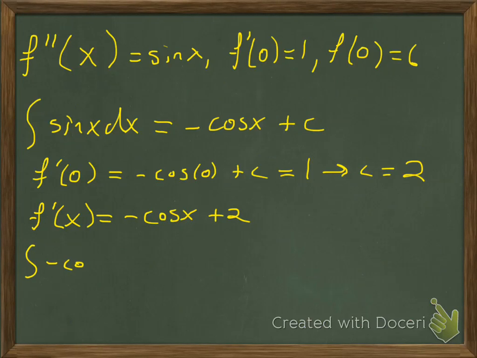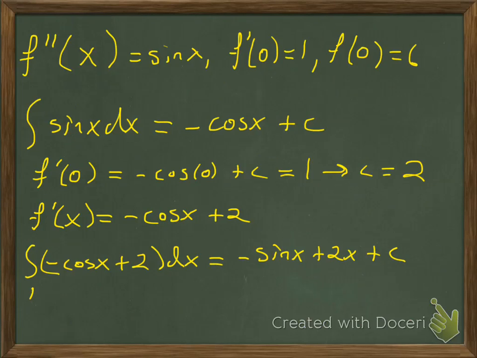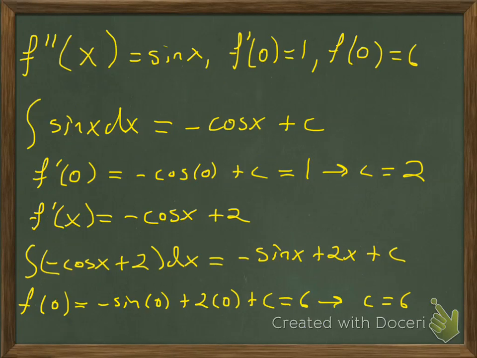And to find the position function, we need to take the antiderivative of velocity. So antiderivative of negative cosine x plus 2 is equal to negative sine x plus 2x plus a new constant of integration. We can call it c again if we want to. Our initial position is 6, so negative sine of 0, which is just 0, plus 2 times 0, which is also 0. So our c has to be 6. There's no choice. And so our original position function is negative sine x plus 2x plus 6. And there we have it.